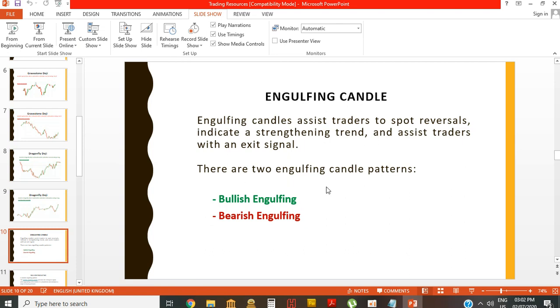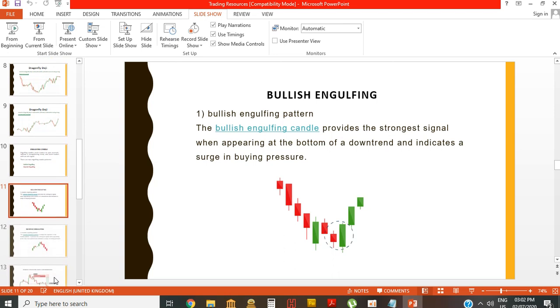There are two types of it: bullish and bearish. For the bullish, the bullish engulfing candle provides the strongest signal when it appears at the bottom of the downtrend, and indicates a surge in buying pressure. It means the buyer suddenly came in. By bullish engulfing, it means that the bullish candle covers the previous red candle.